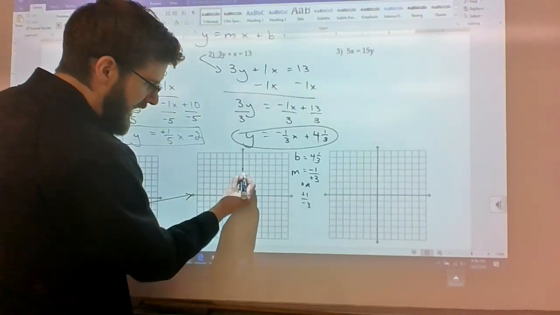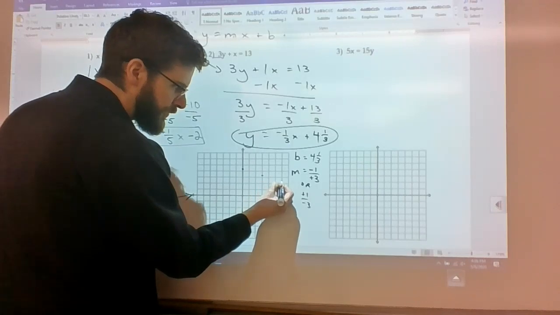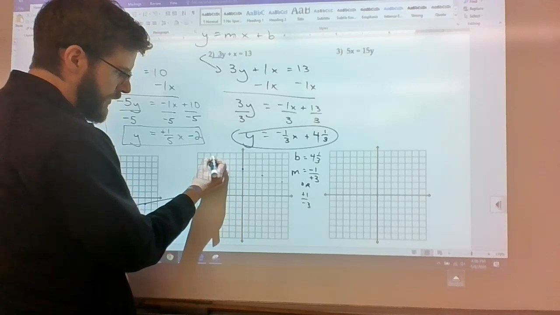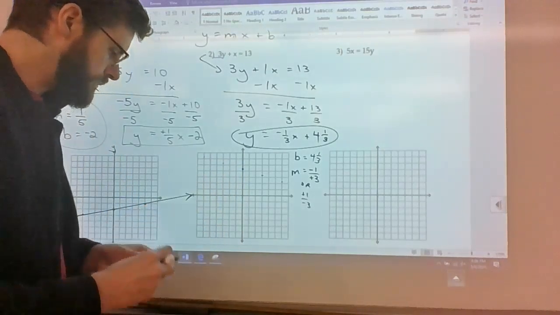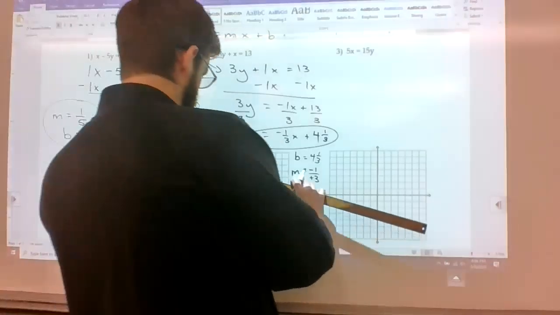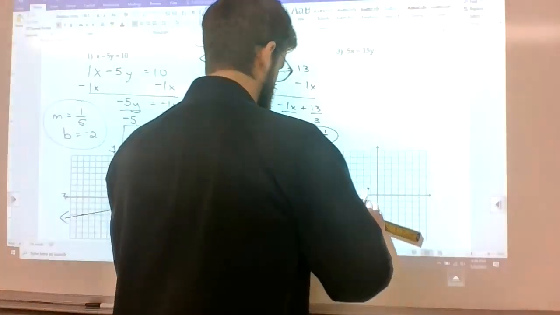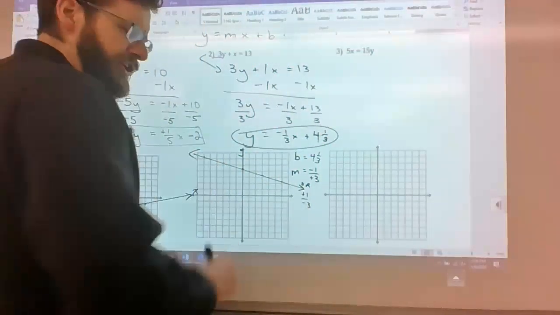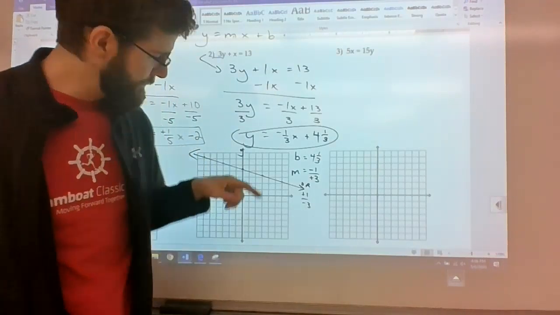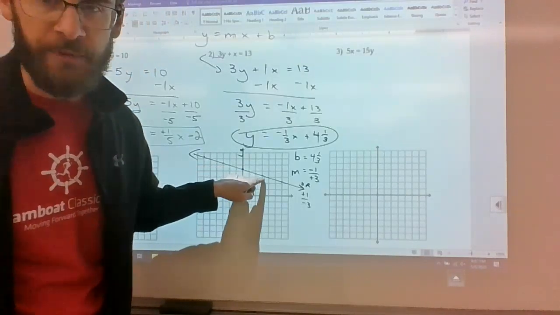So you go down 1, right 1, 2, 3. Plot another point, down 1, right 1, 2, 3. Or go up 1, left 1, 2, 3. Here's my y-axis. Here's my x-axis. Make sure you guys are connecting the dots at the end. If it says graph the linear equation and you just plot a bunch of points, you're really misrepresenting the equation. The equation is a line, not just a series of points that are 3 units away from each other.